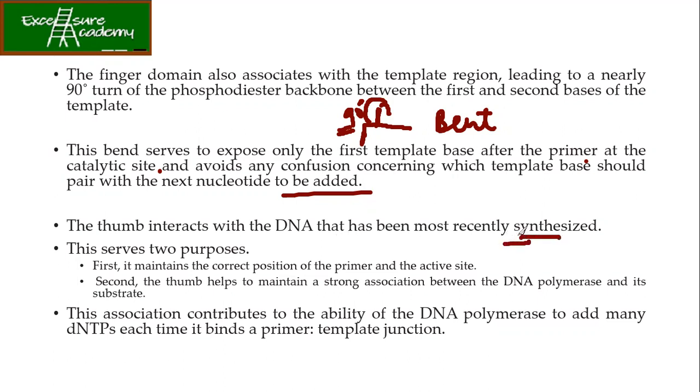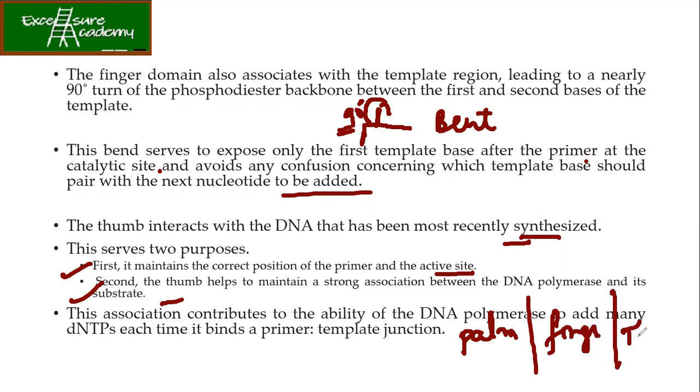Now, what is its function? First, it maintains the correct position of the primer and the active site. Secondly, it also helps to maintain a strong association between the DNA polymerase and its substrate. So these two purposes are very important, and are served by the thumb. This association contributes to the ability of the DNA polymerase to add many dNTPs each time it binds the primer template junction. So guys, make a table where you write about the importance of palm, fingers and thumb.